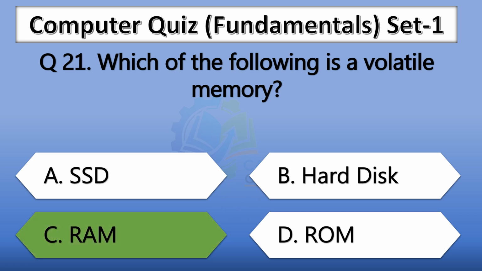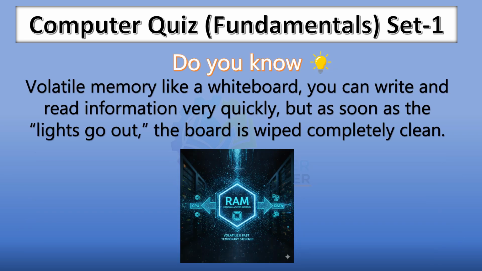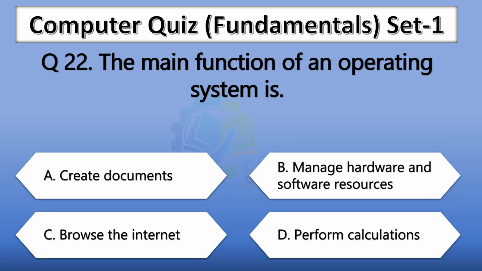The correct option is RAM. Do you know volatile memory is like a whiteboard, you can write and read information very quickly, but as soon as the lights go out, the board is wiped completely clean. The main function of an operating system is, the options are creating documents, manage hardware and software resources, browse the internet or perform calculation.